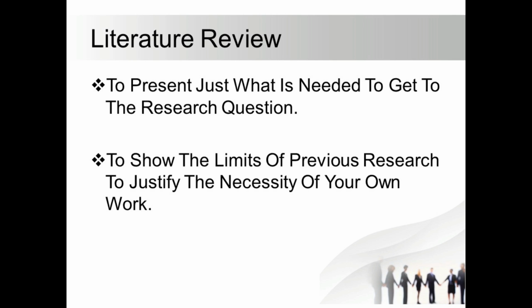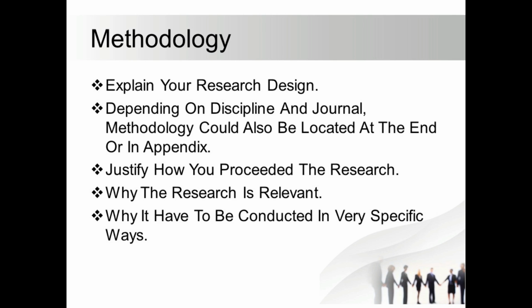If you're preparing an empirical paper, the next element might include a methodology section where you basically explain your research design, explaining perhaps whether you're in chemistry, management, sociology, etc. Depending on your discipline and the specific journal you're preparing your paper for, this methodology section could also be located at the end of your paper or even in the appendix, so it's very important to know the rules. Keep in mind that this methodology section is where you justify how you proceed with your research. You'll explain why the research is relevant. Also, why it has to be conducted in very specific ways, and so on.